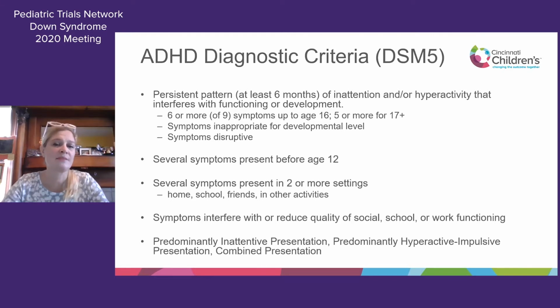They also need to be present before the age of 12 and present in 2 or more settings. So not just at home, but also with school or friends or in other activities. And they have to reduce or interfere with the quality of school or social or work functioning. There are 3 different types. We could have inattentive presentation, which is 6 or more of those symptoms of inattention; hyperactive-impulsive presentation, which focuses on those 6 out of 9 symptoms of hyperactivity; or combined, when you have 6 symptoms in both areas.